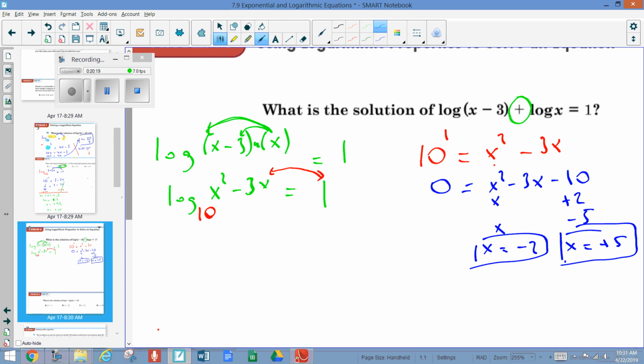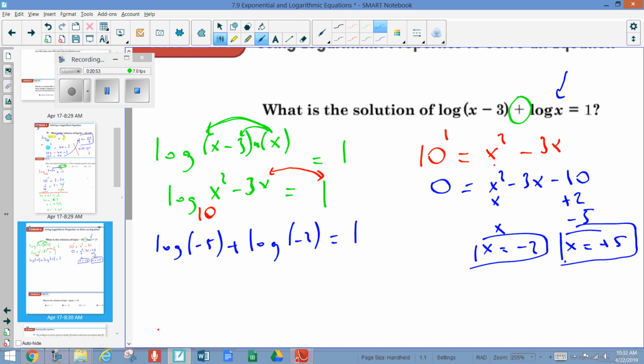It could be both, it could be none, or one of them. Let's plug in negative 2 and understand, is that right? Log of negative 2 minus 3 is equal to negative 5, plus log of x is equal to negative 2. Is that possible? Logarithms cannot be negative. It's not possible. You're free to put it into your calculator. You're free to try, and it's not going to work out.